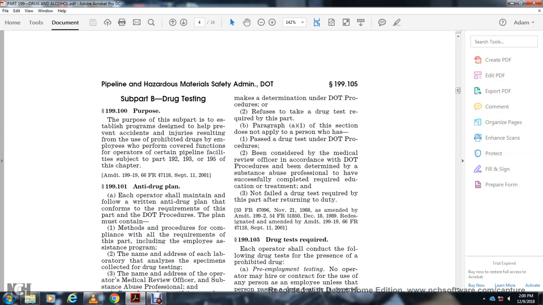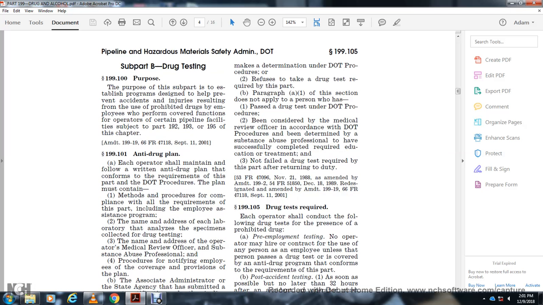the chapter. Anti-drug plan. The operator shall maintain and follow a written anti-drug plan with the requirements of the subpart. The plan must contain methods to proceed with compliance with all the requirements of this subpart, including the employee assessment program, the name and address of each laboratory analyzing specimens collected for drug testing, the name and address of the operator's medical review officer and the substance abuse professional, and procedures for notifying employees of the coverage provisions of the plan.